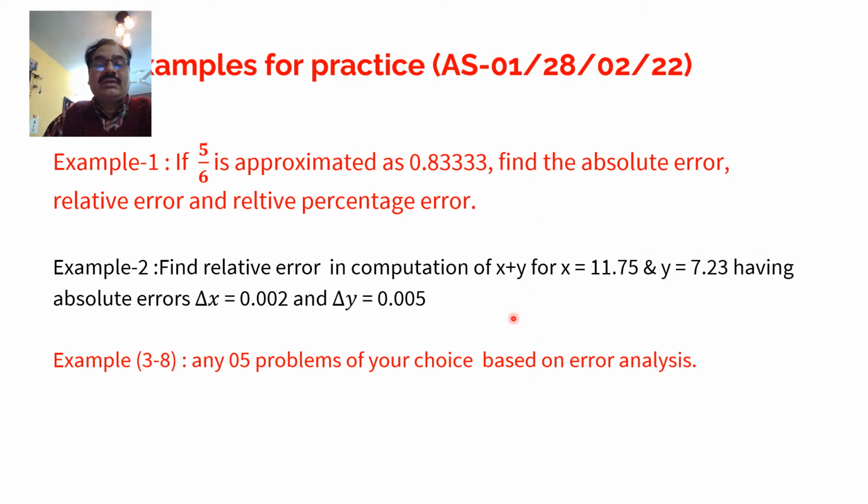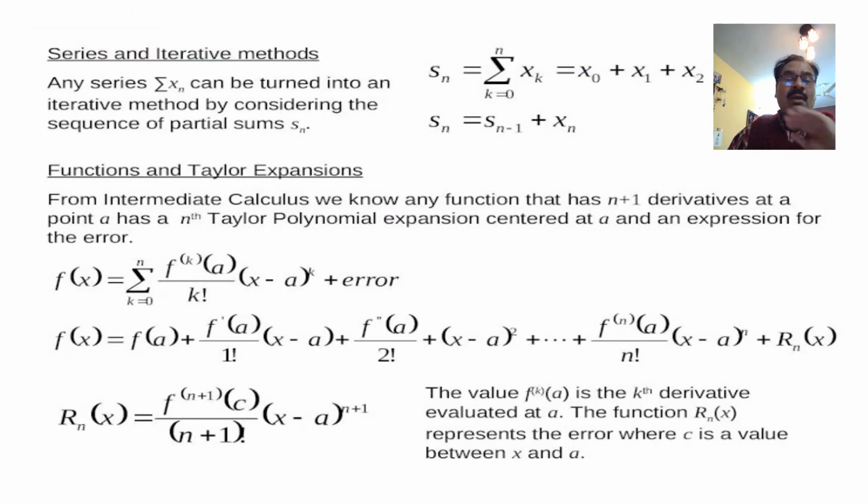Now I want you to practice these two problems. The first problem is related to what we discussed. The second is to find the relative error in computation of x plus y, where x is equal to 11.75 and y is equal to 7.23, having absolute errors del x and del y given. This is for your practice. I want all the viewers, the students, to attempt 5 problems of your choice.